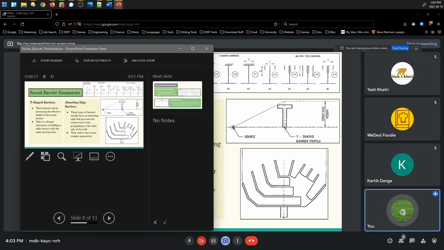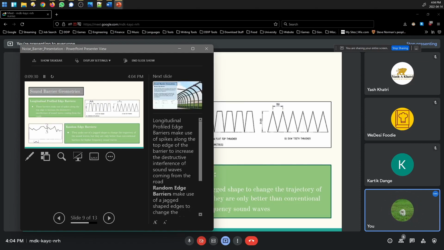It is a cheaper alternative to building taller because it gives the same insertion loss and is more cost effective than making a structure a meter or two taller. The bottom right shows an absorbing edge barrier, which basically means when sound waves hit the different chambers of the fins, they bounce all over and scramble, and they prevent noise from propagating to the other side of the wall. The disadvantage is that they tend to have more complex geometries, so the installation procedures need to be more careful, and that means it's more expensive.